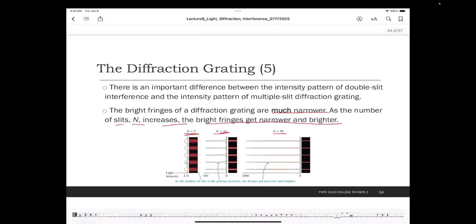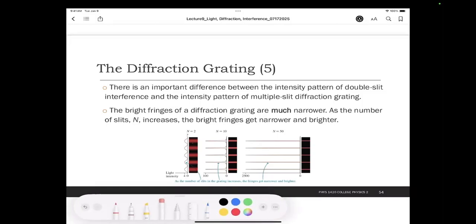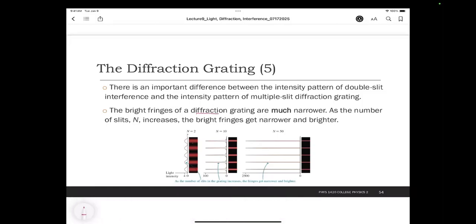Do you know why? If there are only two slits, and there are only two light waves, they can interfere with each other, and the intensity is just the two added together. So it's not that bright.